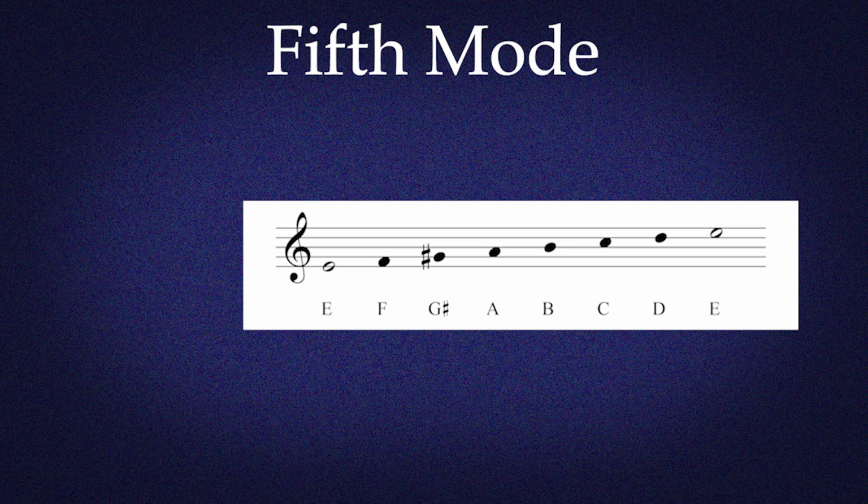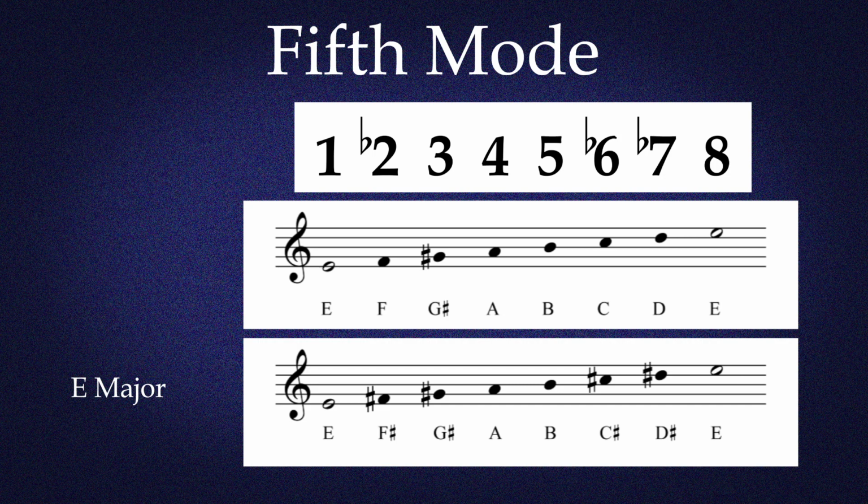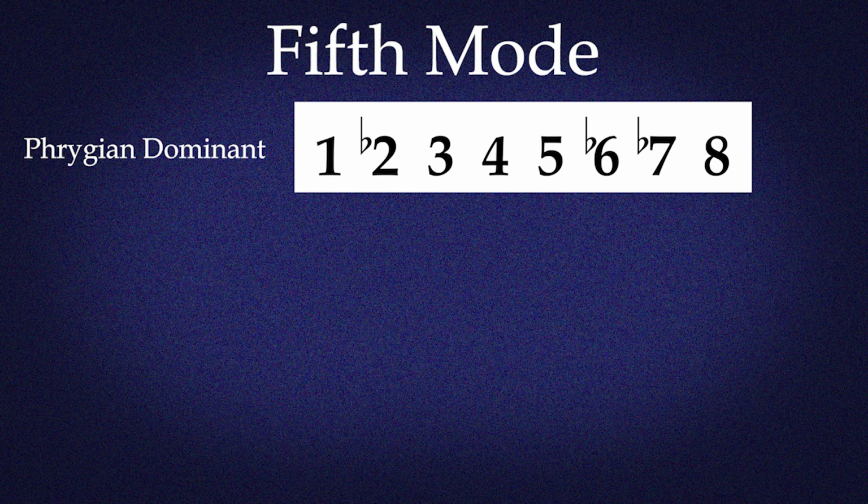The fifth mode of the A harmonic minor scale would be E, F, G sharp, A, B, C, D, and E. Its formula is 1, flat 2, 3, 4, 5, flat 6, flat 7, 8. This is a rather common scale and is called Phrygian dominant.